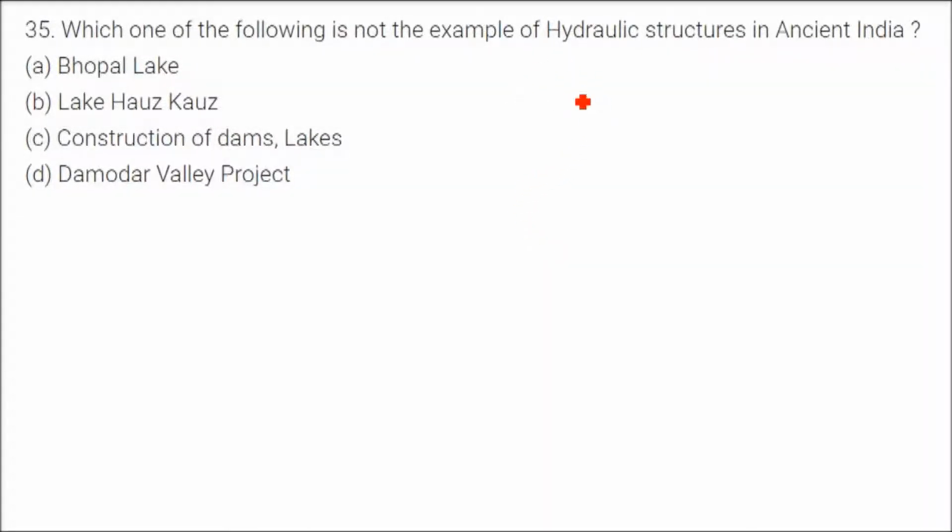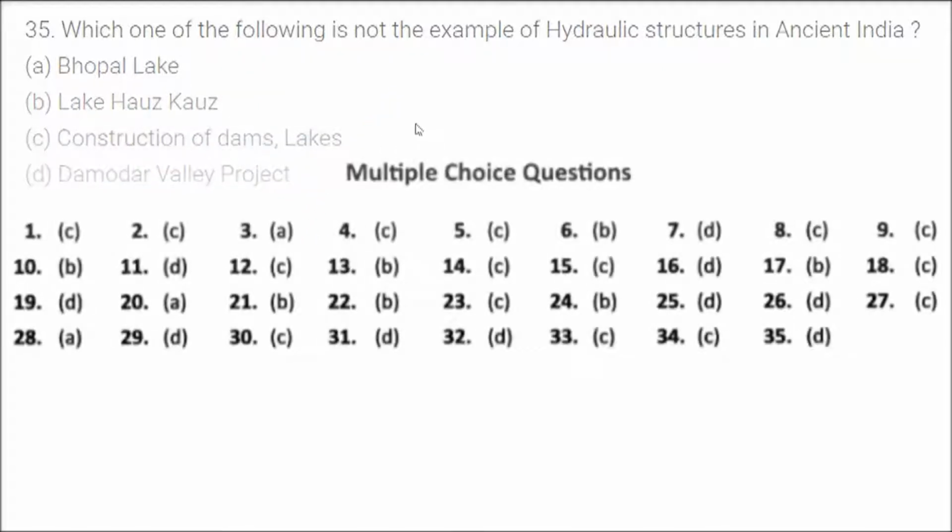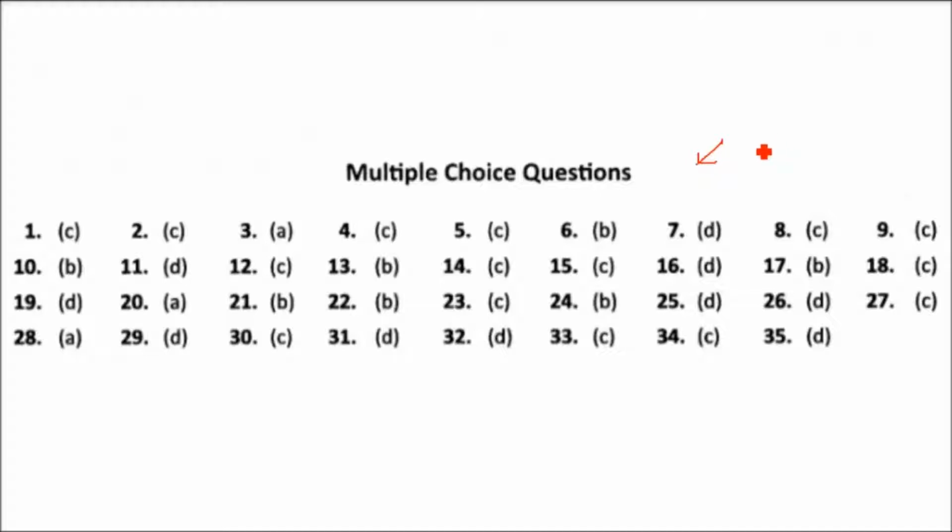Next is, which one of the following is not an example of hydraulic structures in ancient India? Bhopal Lake, Hauz Khas, dams and lake construction, they all are examples from our history. Damodar Valley project is a government multi-purpose dam project. So this is the answer key to the questions. I have changed some of them, so you may have certain other things also.